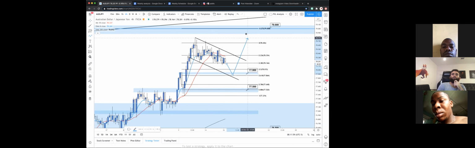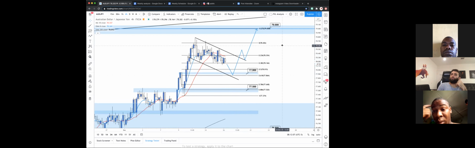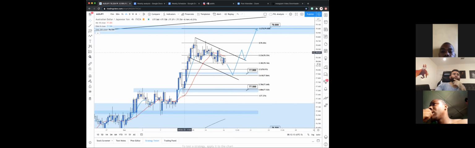Wait for this. Enter on some sort of higher low on a break of the flag itself. And then target higher towards 79 flat, which lines up perfectly with our -27 fib level. So this would be a really nice trade.